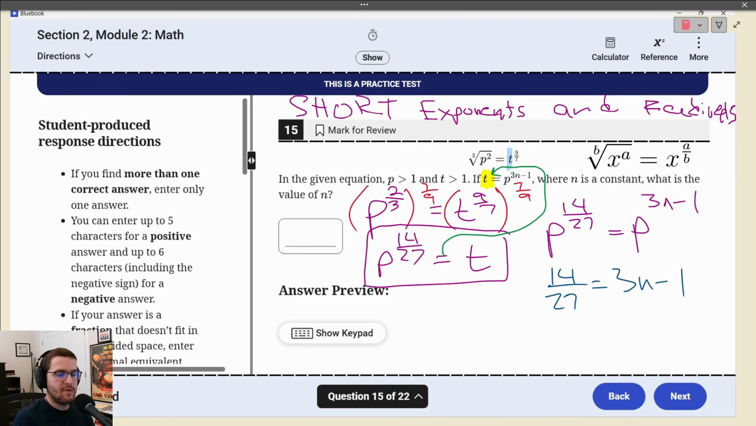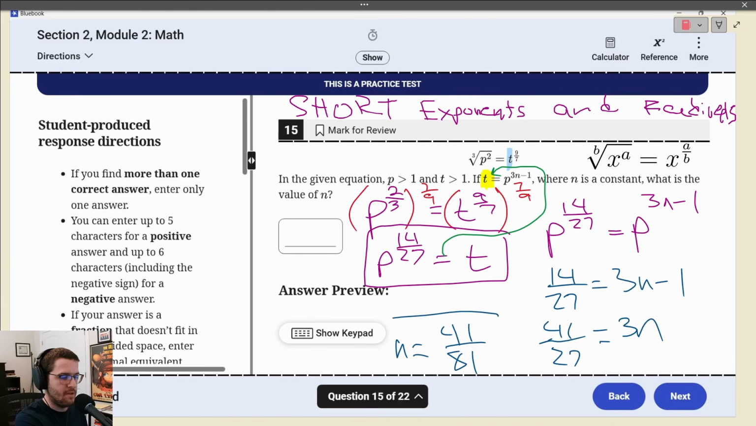I'll add 1 to both sides, and I get 41 over 27 equals 3n. And now I'm going to divide both sides by 3. And I get n is equal to 41 over 81. Which I believe is the answer. Let me check. Okay, that is right. It is 41 over 81.